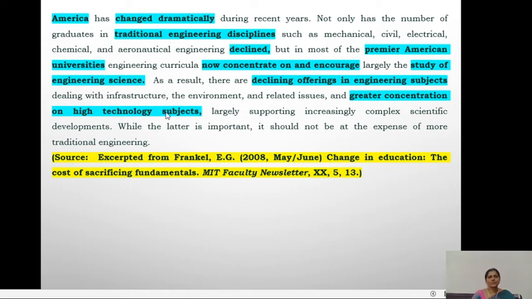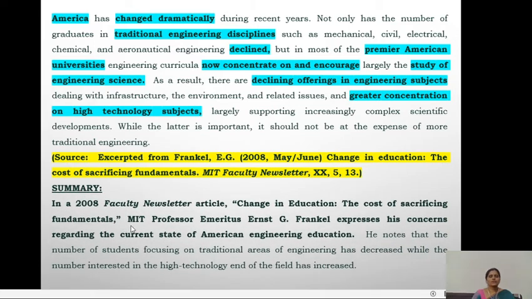We have to transform them into our own words and then try to summarize the thing. Let us see here. This is the summary of this text. Now we are quoting the source first: in a 2008 faculty newsletter article, "Change in Education: The Cost of Sacrificing Fundamentals." So this whole thing refers to the article, the source.